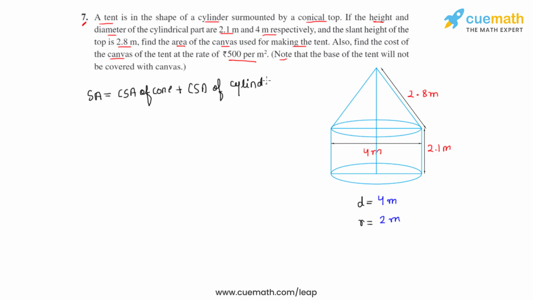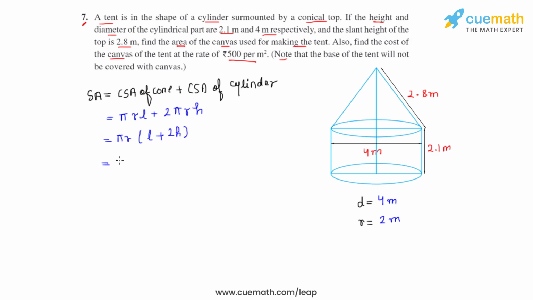We know the formulas to find the curved surface area of a cone and of a cylinder. So let's write that. The curved surface area of the cone can be found by making use of the formula pi r L, and the curved surface area of the cylinder can be found by making use of the formula 2 pi r h. We can take pi r common. We'll be left with L plus 2h inside the brackets.